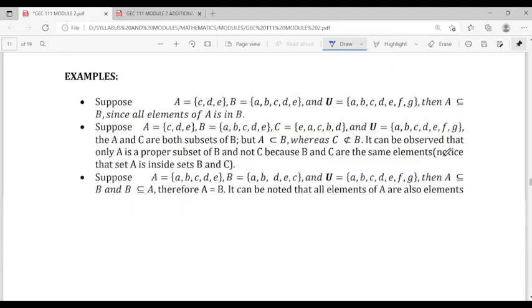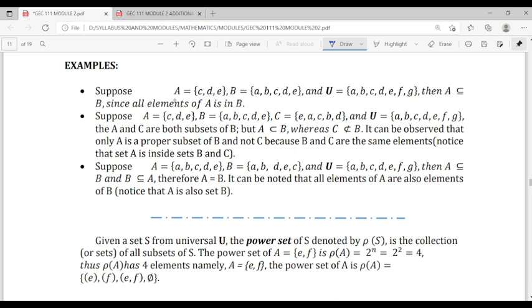For example, suppose we have this set A, set B, and set U. Then A is a subset of B since all elements of A are in B. All of these are in our set B. Therefore, A is a subset of B. Another, suppose A, B, and C, and also U. A and C are both subsets of B, but A is a proper subset of B, whereas C is not a proper subset of B.